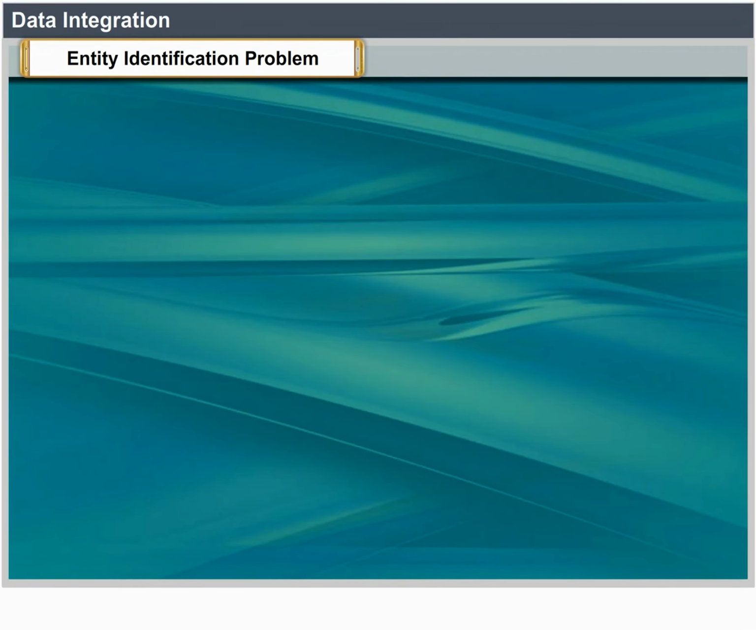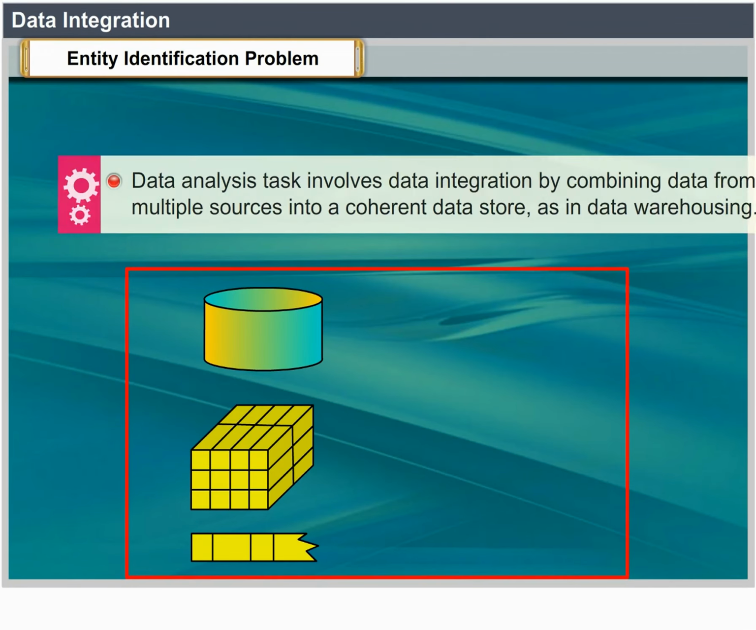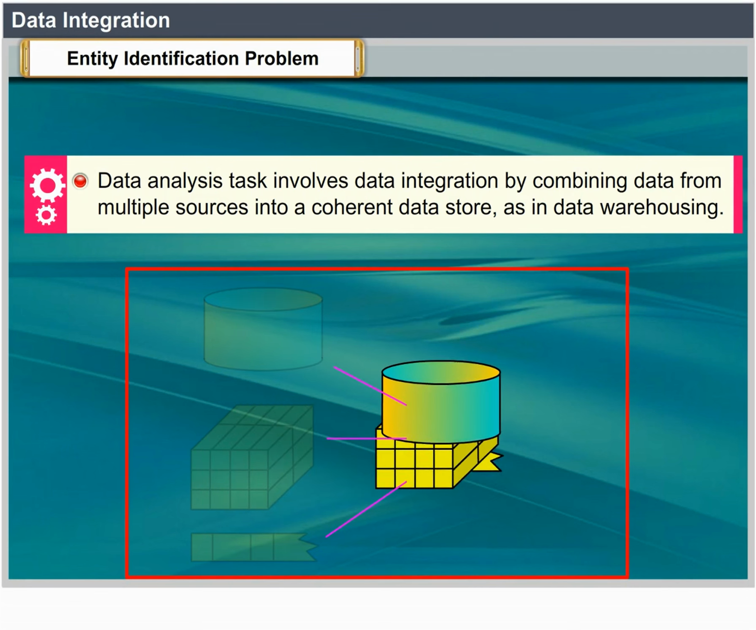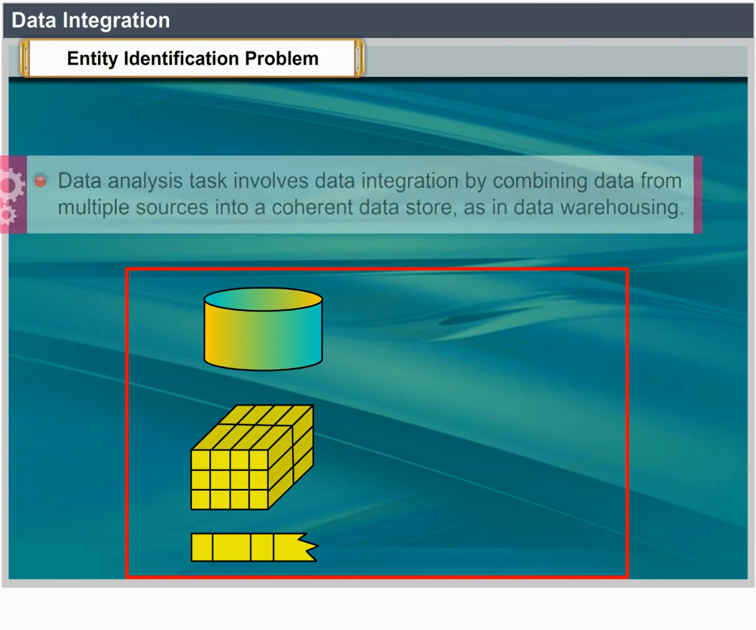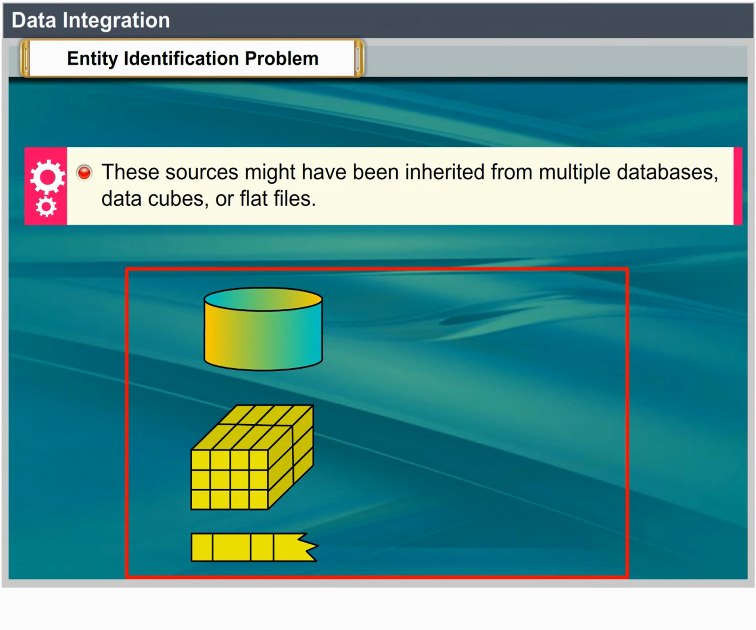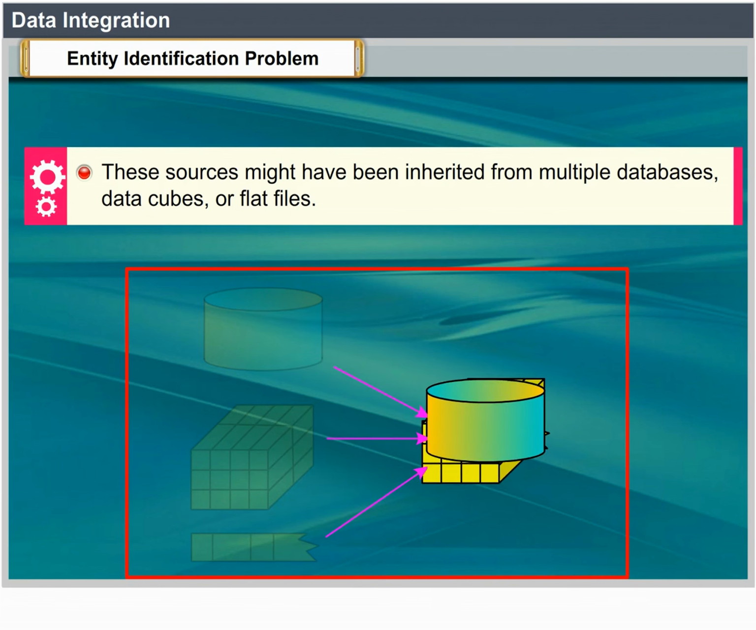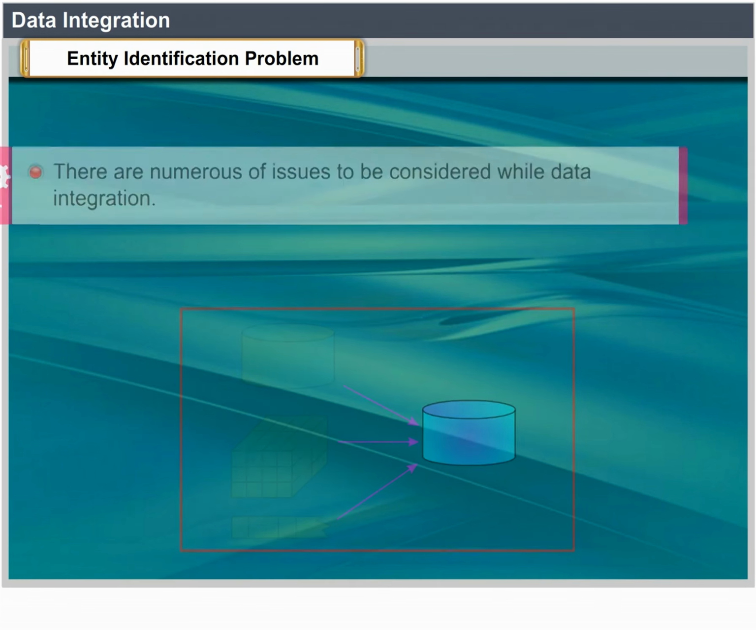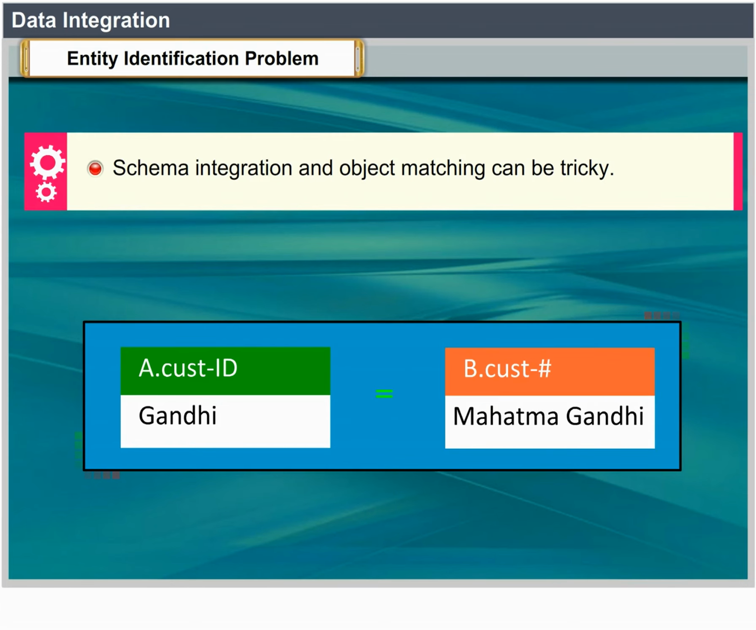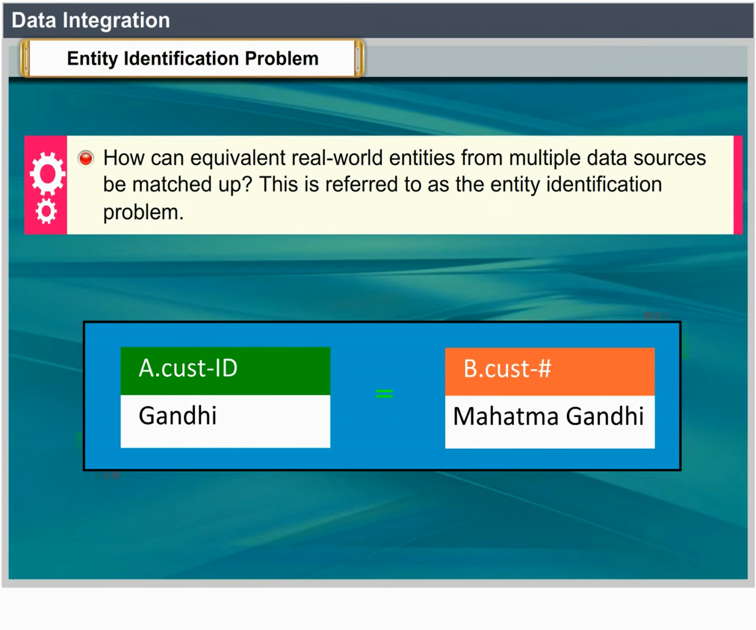Entity identification problem. Data analysis tasks often involve data integration, which combines data from multiple sources into a coherent data store, as in data warehousing. These sources may include multiple databases, data cubes, or flat files. There are a number of issues to consider during data integration. Schema integration and object matching can be tricky. How can equivalent real-world entities from multiple data sources be matched up? This is referred to as the entity identification problem.